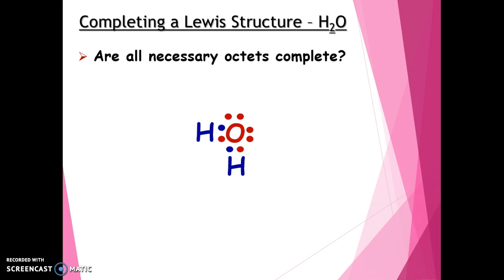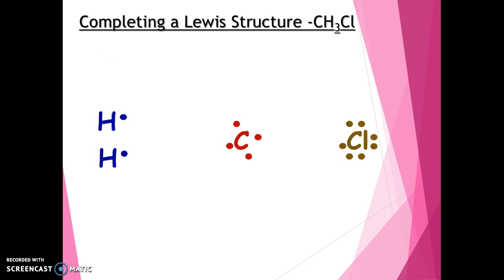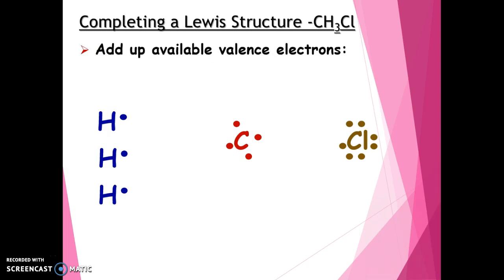So we see that. So here's the next one. Here we go. We have completing the Lewis structure of chloromethane. Basically, this is called chloromethane. Now, you won't need to know that name because we are not naming anything past binaries. So we want to first add up the valence electrons.